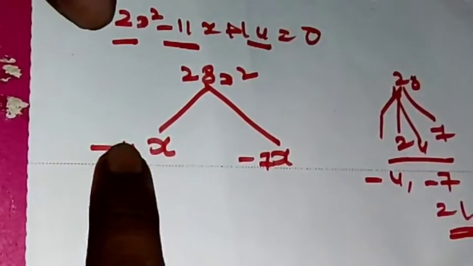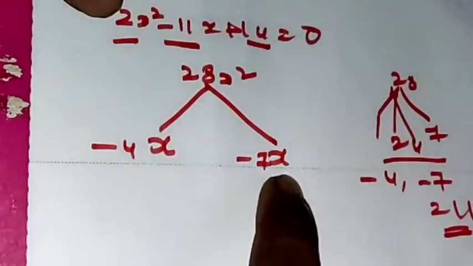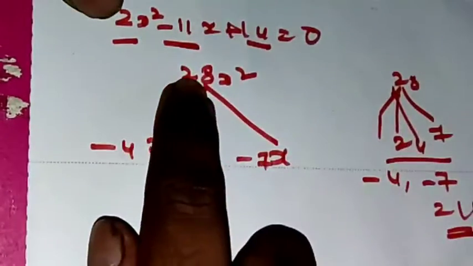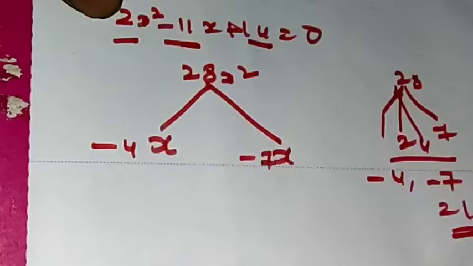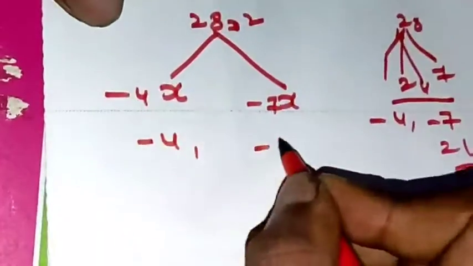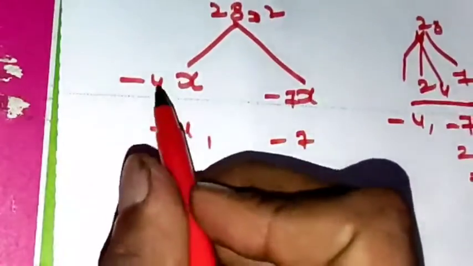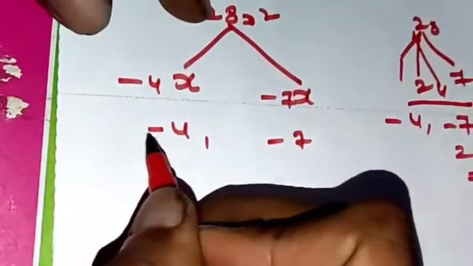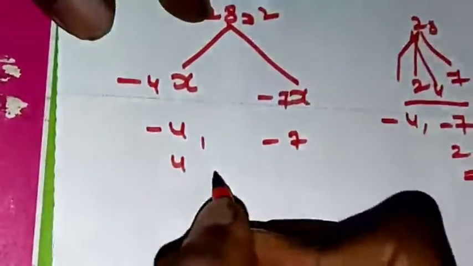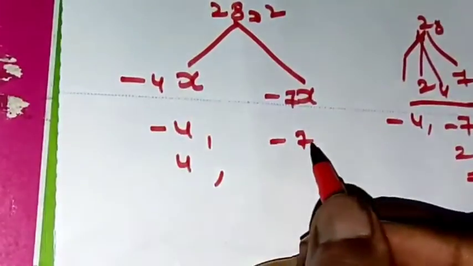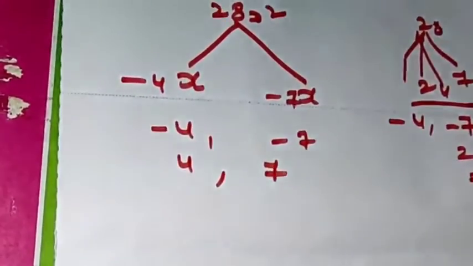If you multiply −4x into −7x, we get 28x². Okay, then next step is what? Here we get −4 and −7. Now we have to exchange the sign. Here −4 is there, we take +4, and here −7 is there, we take +7.